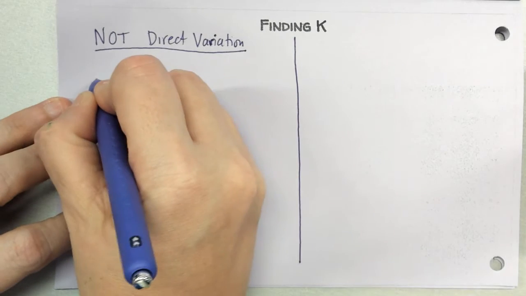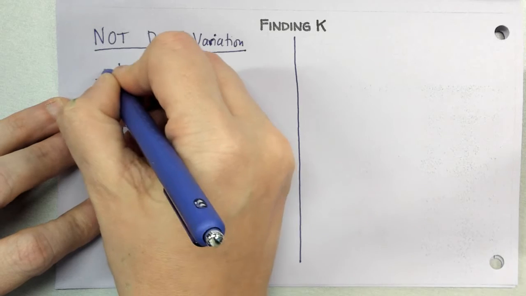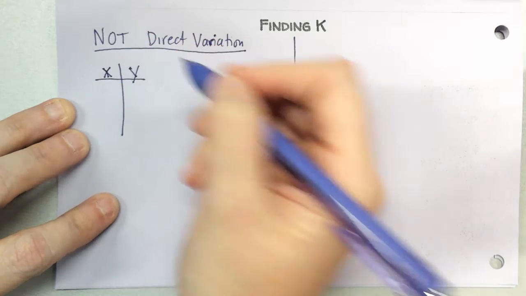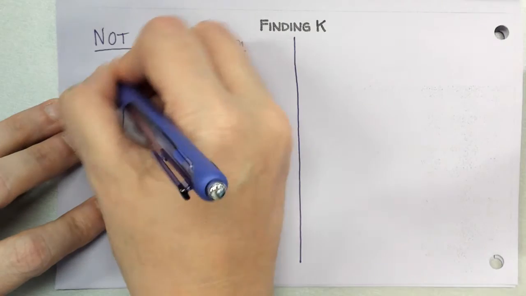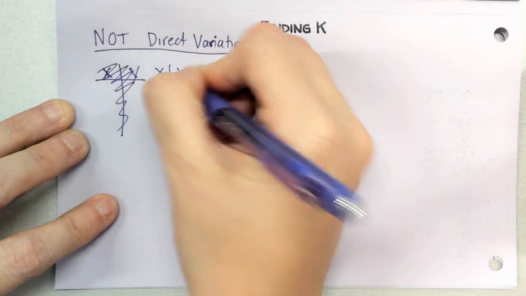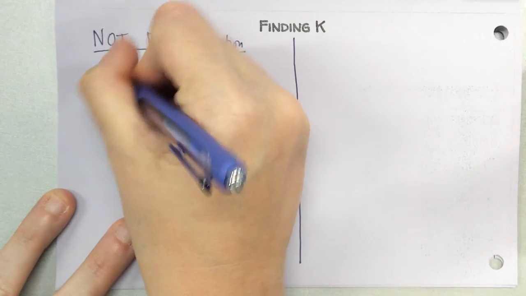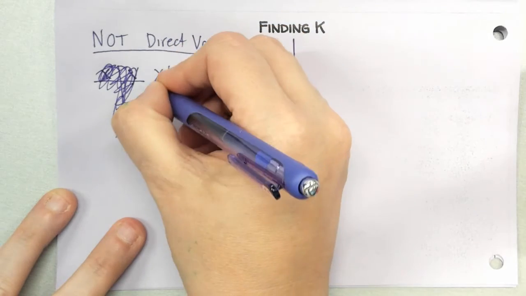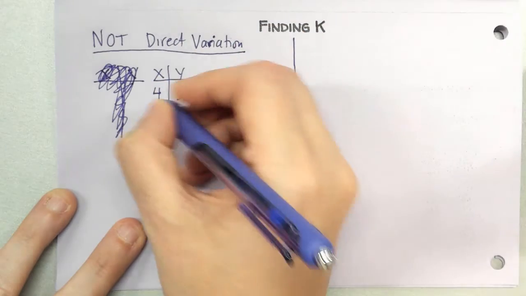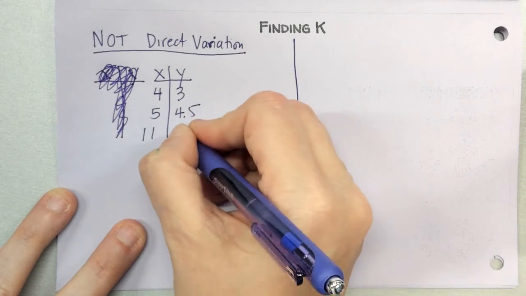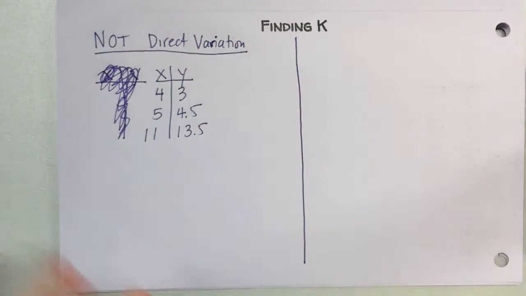So the table that we're going to use has x and y. That's crazy looking. Let me do that again because that looks nuts. X and y. Great. It's going to go on YouTube. Okay. And we have x values 4, 5, and 11, and y values 3, 4.5, and 13.5.